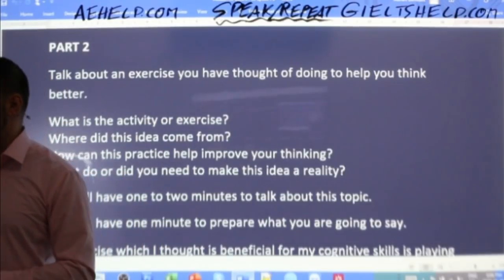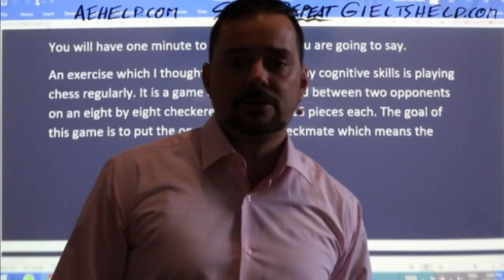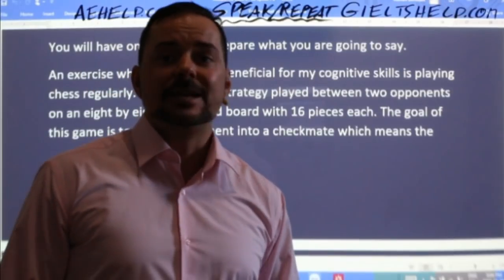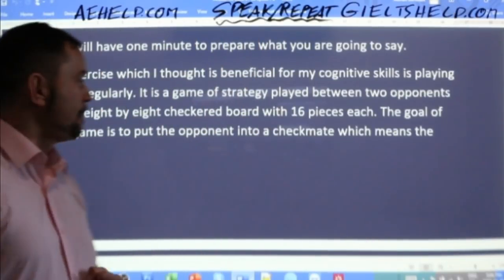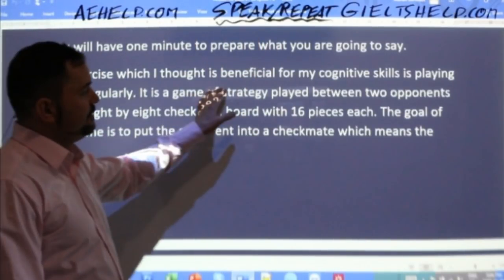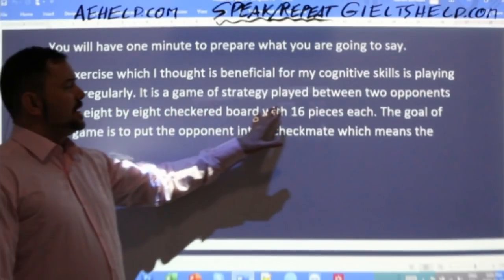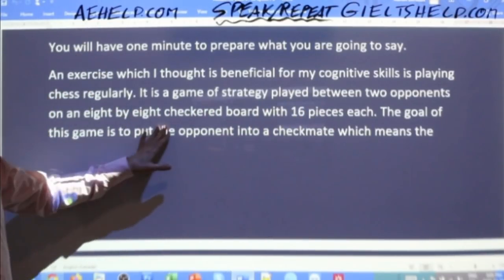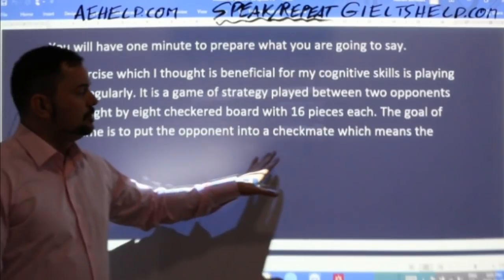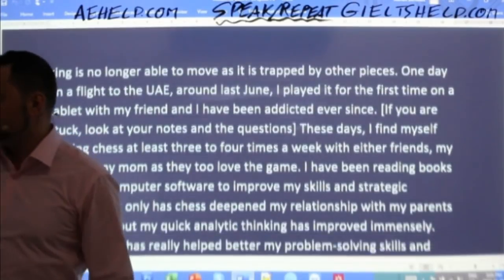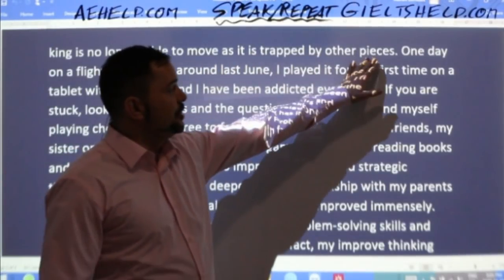Okay, so we answered this cue card question yesterday. This was our answer. So repeat after me. Okay, say this. Read it with me, nice and loud, so you can hear yourself, okay? So here we go. An exercise which I thought is beneficial for my cognitive skills is playing chess regularly. It is a game of strategy played between 2 opponents on an 8x8 checkered board with 16 pieces each. The goal of this game is to put the opponent into a checkmate, which means the king is no longer able to move and is under attack. It is trapped by other pieces.